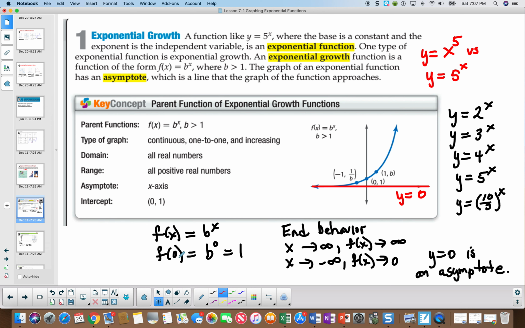Also, when you substitute 0 into the function, b to the 0 is equal to 1. So this will always be the y-intercept. The end behavior is as x goes to infinity, as x gets bigger, y gets bigger. As x gets smaller, notice that the y continues to be at 0. When f of x approaches a number like 0, 1, 2, or something like that, we call that an asymptote. So we say y equal to 0, the x-axis is an asymptote. And so the asymptote is the x-axis, or we write the equation for the x-axis.